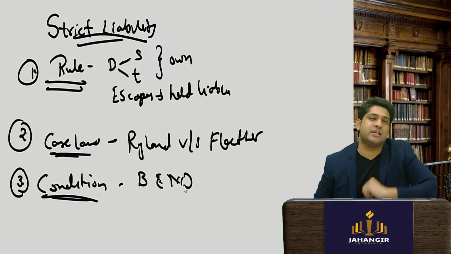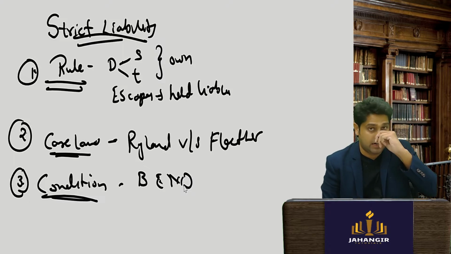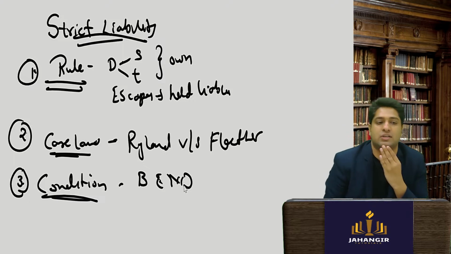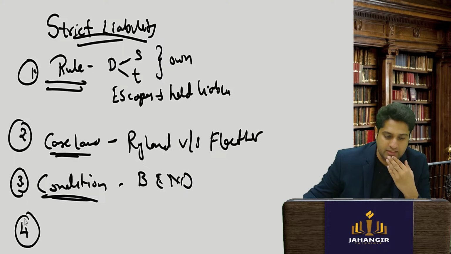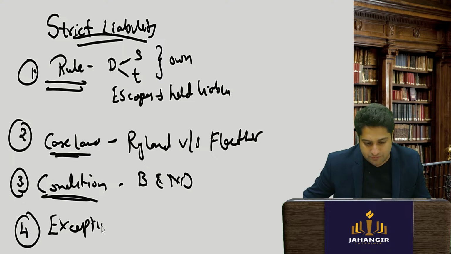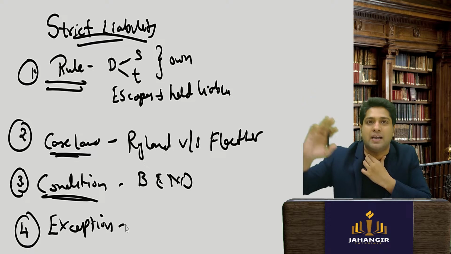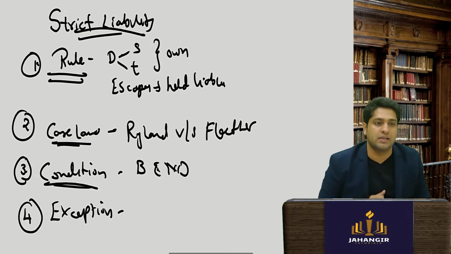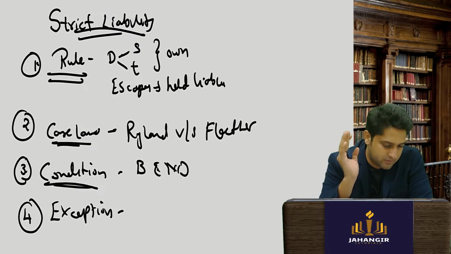4 conditions are there for the strict liability to apply. That is, it should be brought, it should escape, it should be dangerous, and it should be non-natural use of land. And the fourth one is giving you exceptions. Exceptions like he had given consent, it was a third party, act of God, all those exceptions that are there. Clear? You can take a screenshot. This is how you will present your answer.